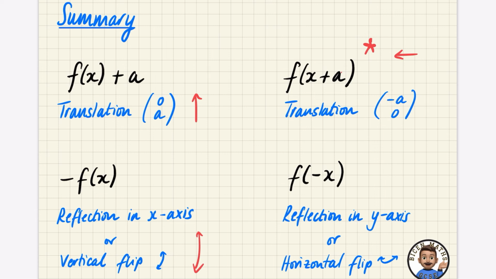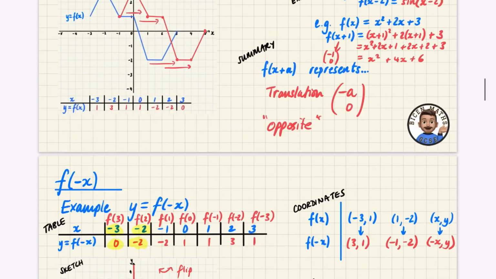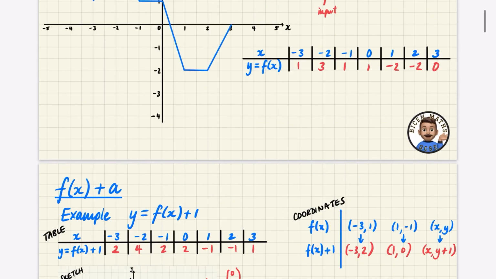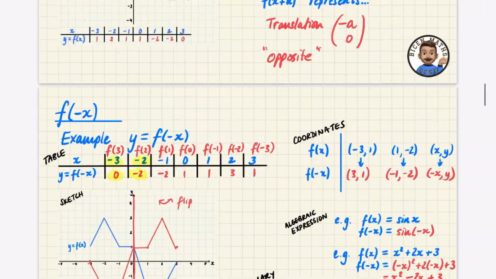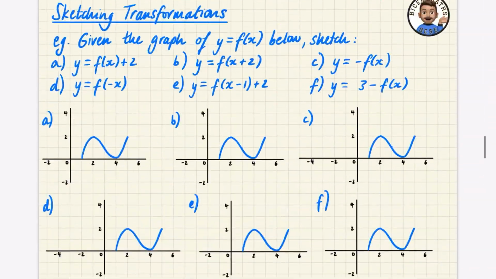And the last one, if you have this minus inside for the f of x, it is a reflection in the y-axis, or it is a horizontal flip. So if it's inside the brackets, it's things that are in the kind of left and right direction. It's like a flipping in the left and right direction. So that's kind of the theory of these 4 different transformations that we've got here. And what we're going to do is apply these in some questions to think about how we might be able to use them.